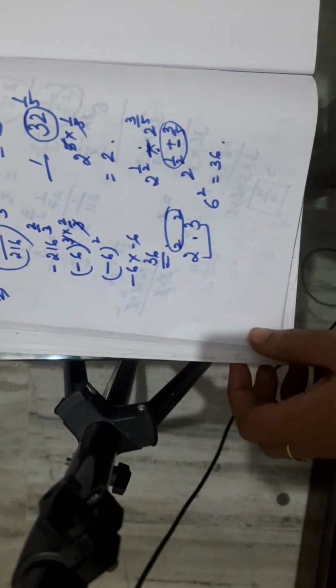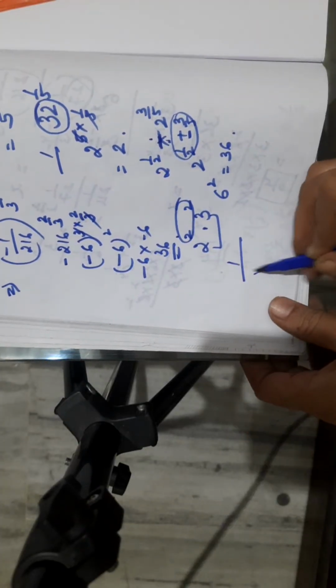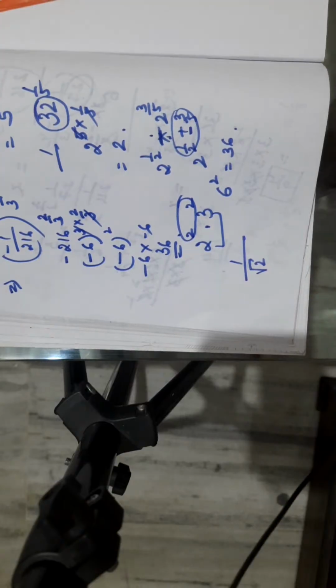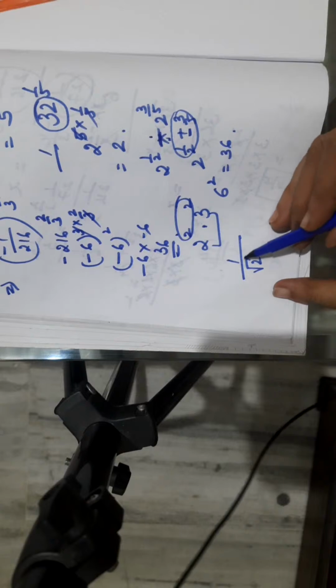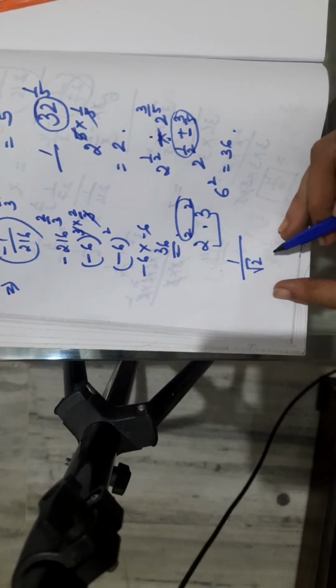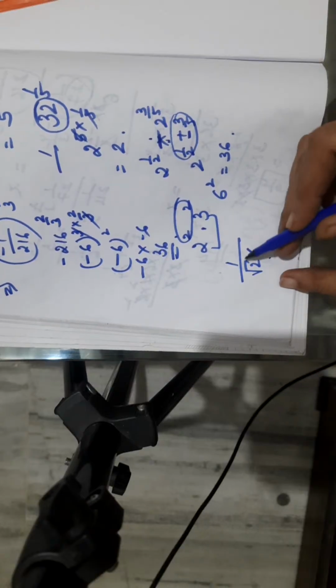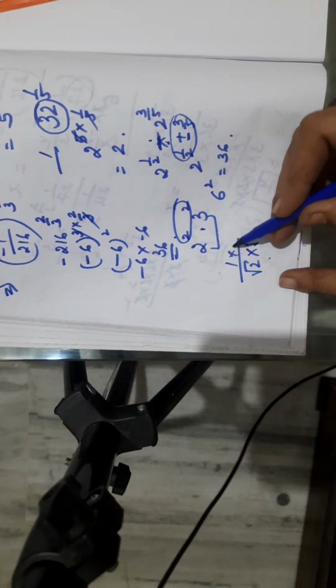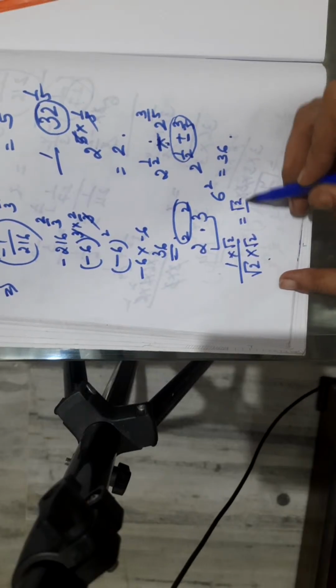If any question is there related to rationalization, how you are going to do? Root 2, if they ask whether it is rational or irrational number. If we are not able to remove the number out of the root, we call it an irrational number. To rationalize it, whatever the number is there, with same number you will multiply both numerator and denominator. So the answer is root 2 upon 2.